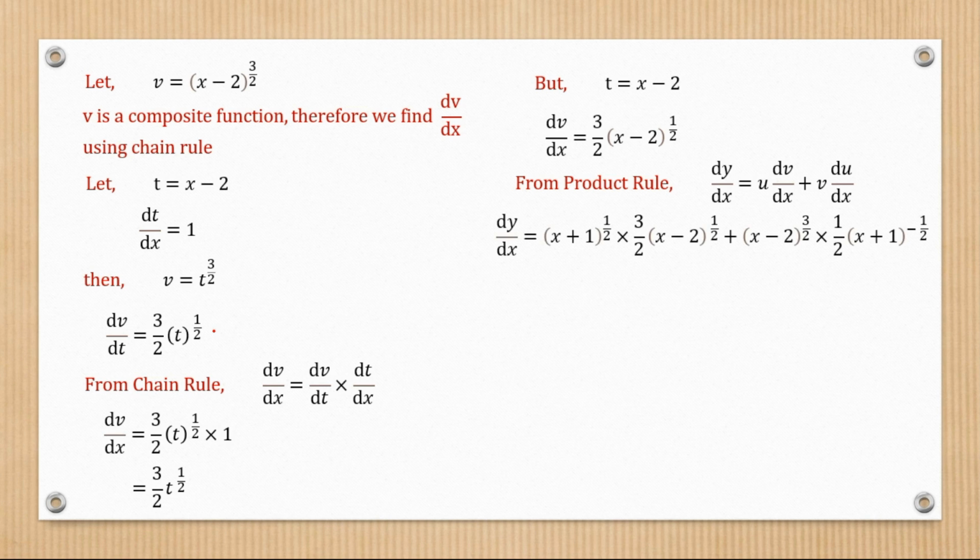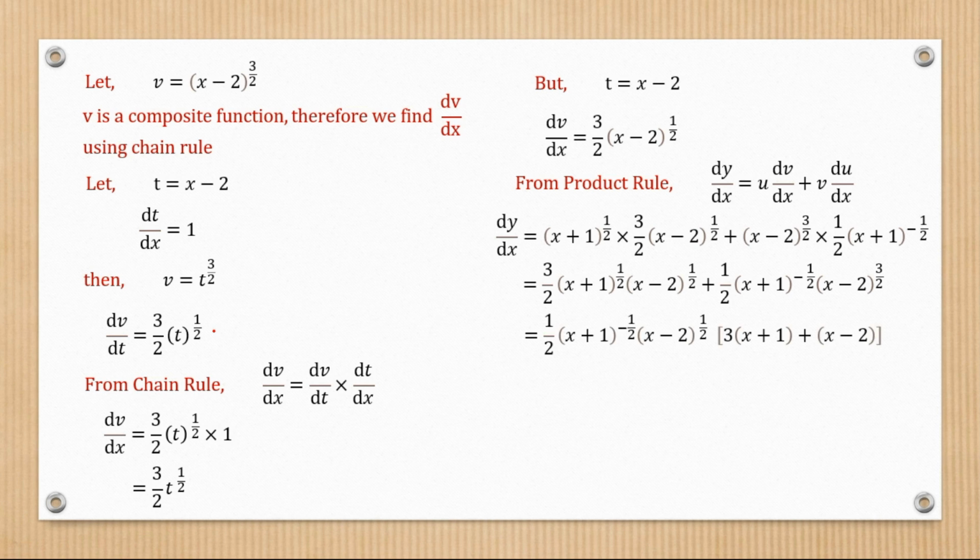Introducing those in, this is what we are left with. Now this is what it looks like. The next step is to factorize. I can already see there is a plus sign here, so I can factorize out a half. I can also factorize out (x plus 1) to the power negative a half, and I can also factorize out (x minus 2) to the power of a half. When I factorize those out, what I'm left with in the bracket is 3 into (x plus 1) plus (x minus 2), and this is what we are left with.